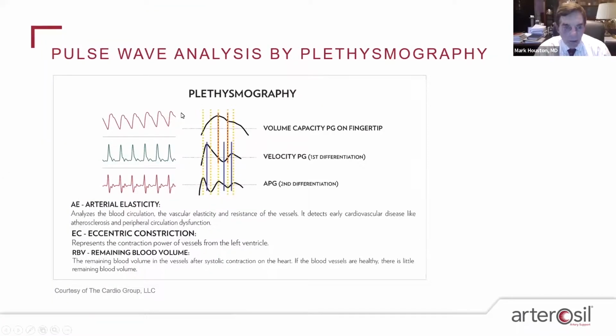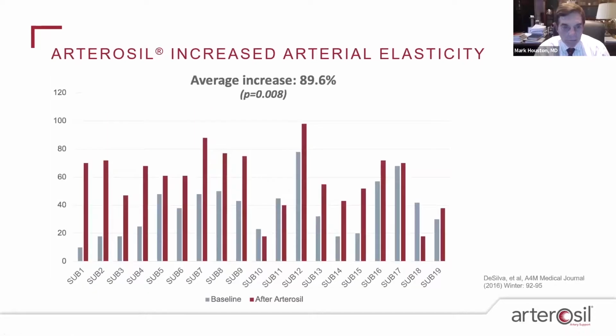Many of you are very familiar with pulse wave analysis and plethysmography. So these are the things that are looked at: arterial elasticity, eccentric contraction representing contraction power of the left ventricle, arterial elasticity basically looking at resistance in the peripheral circulation, but also in the coronary arteries, and residual blood volume, which is sort of a measure of how well the arterial system is contracting during systole to deliver all the blood to the periphery and also to the cardiac myocardium. So in this particular study, ARTEROSIL increased arterial elasticity almost 90%, which was highly significant at different levels.